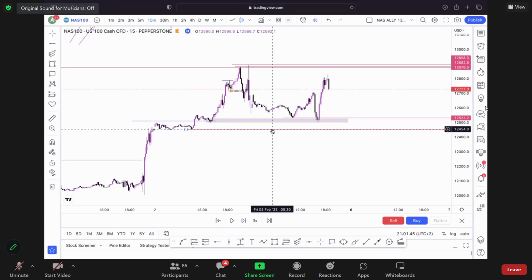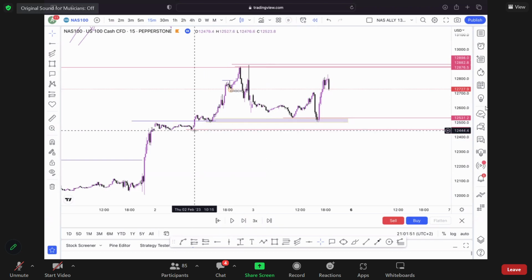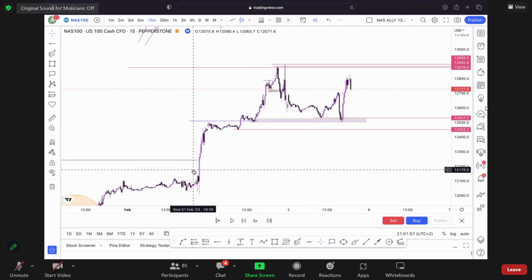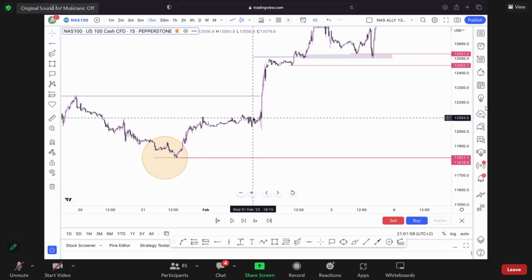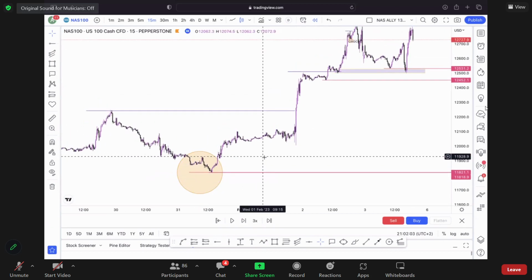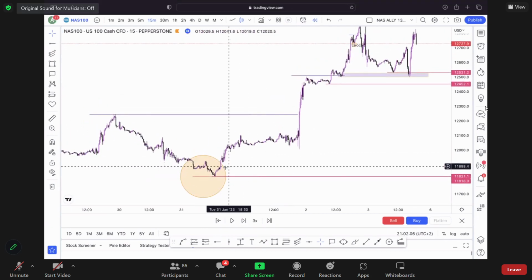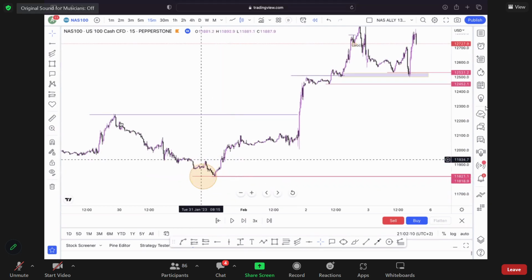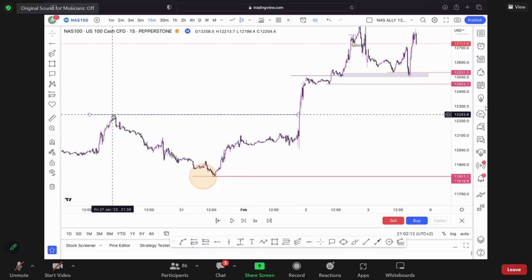I think I'm a bit lost on the way you just mapped the structure from the left-hand side on this 15 minutes. From the start, where you selected the lowest point on the left, this one, so this is the swing low. Why is it the swing? It's the lowest that the market went before taking out the previous high.